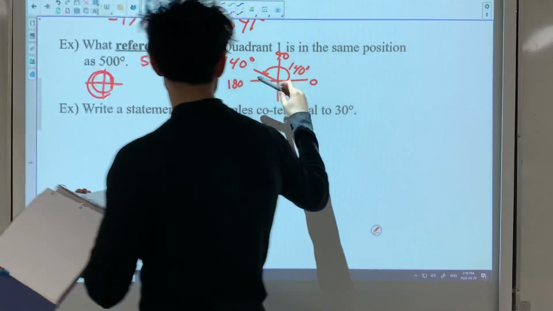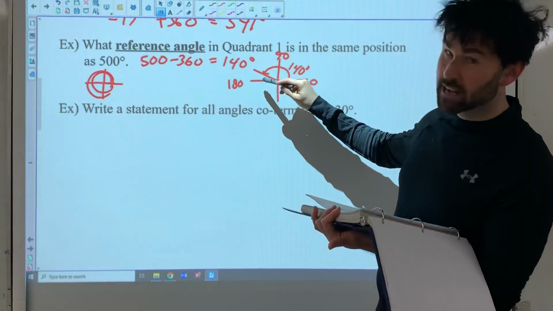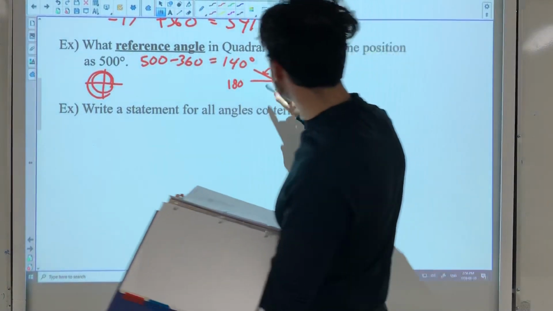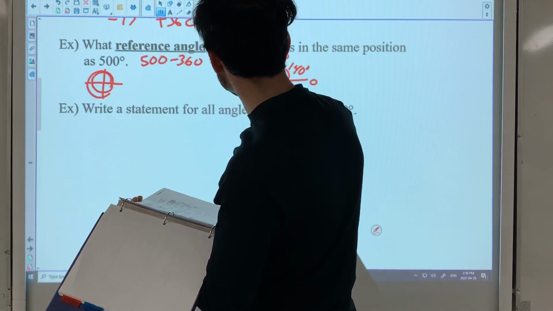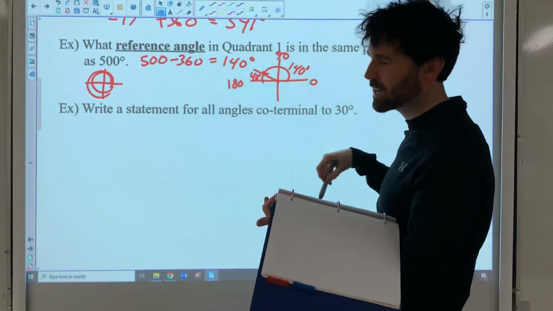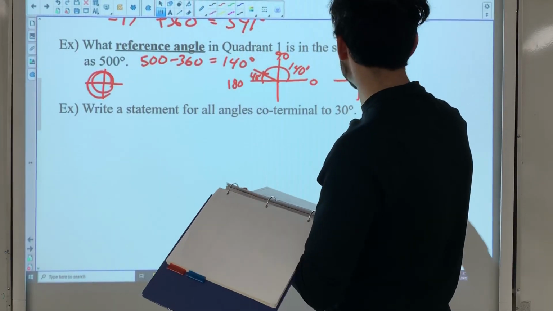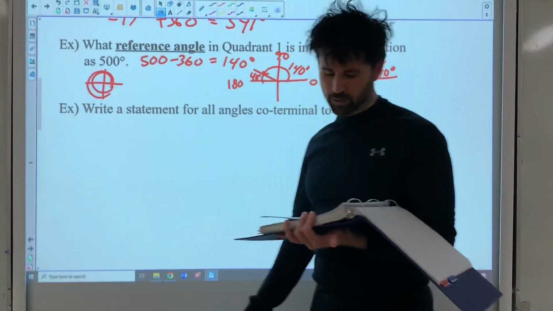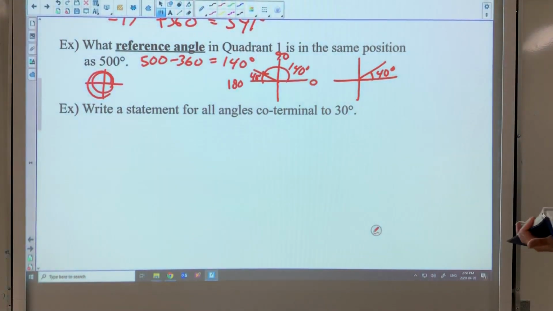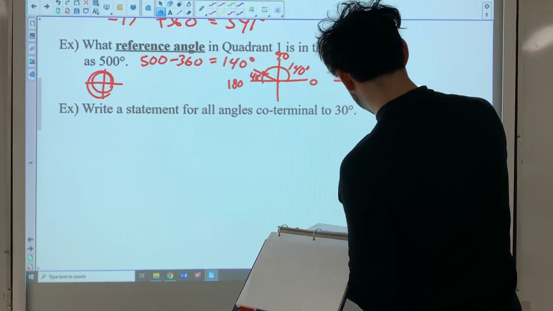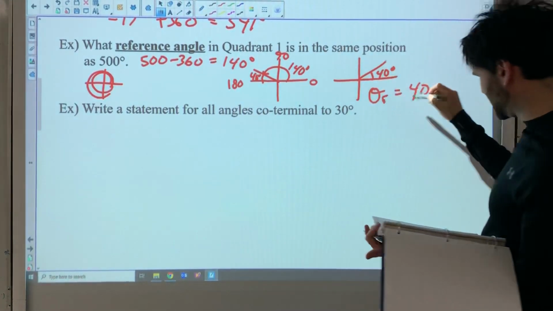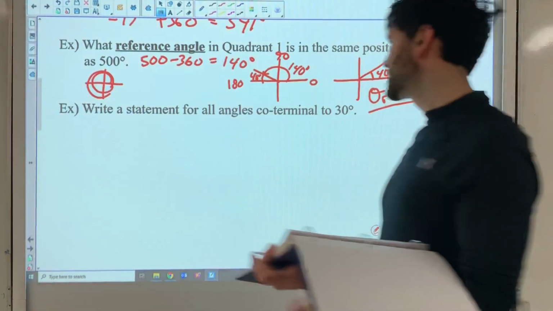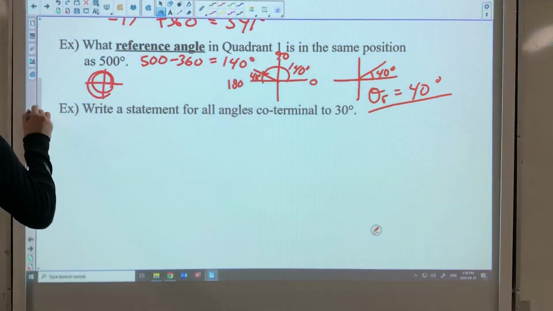Now, the reference angle always lies between the x-axis and the terminal arm. So right here, this reference angle would be 40 degrees because it has to add up to 180. That means that in quadrant 1, 40 degrees is a reference angle for 140. Perfect. Remember, we generally write it with a theta and then an r for theta reference. So this is old stuff from grade 11.